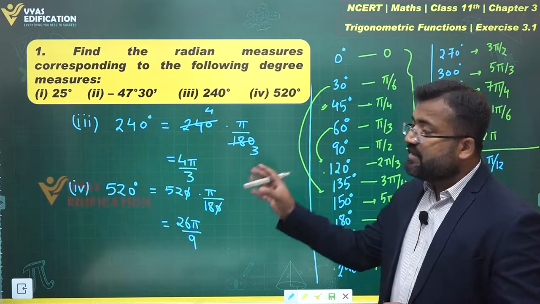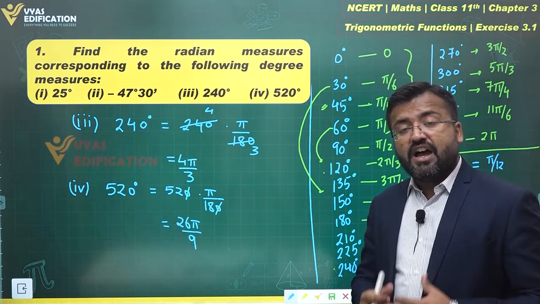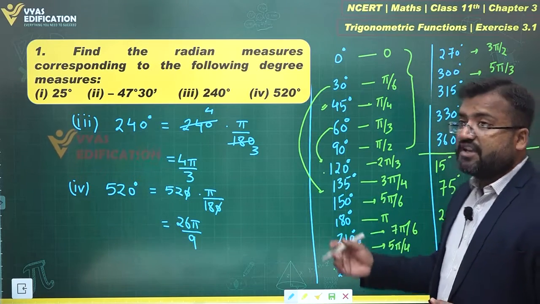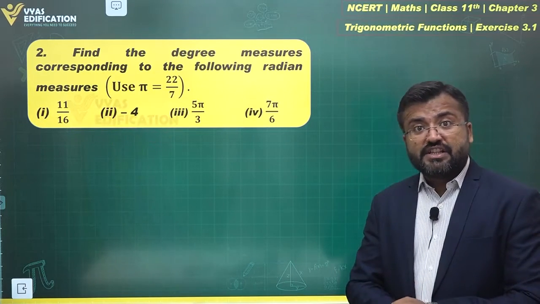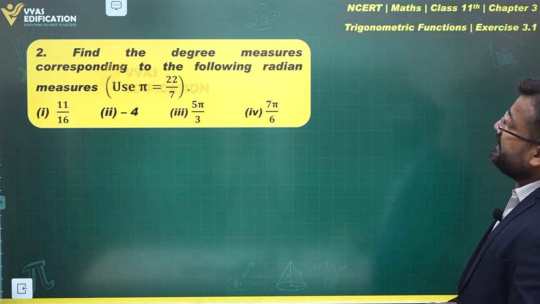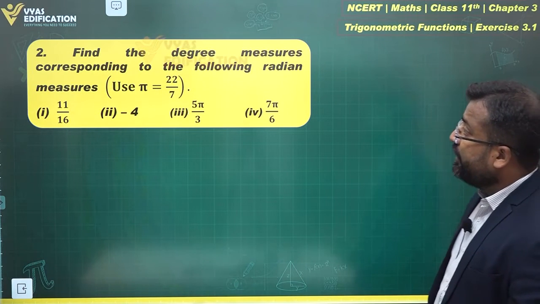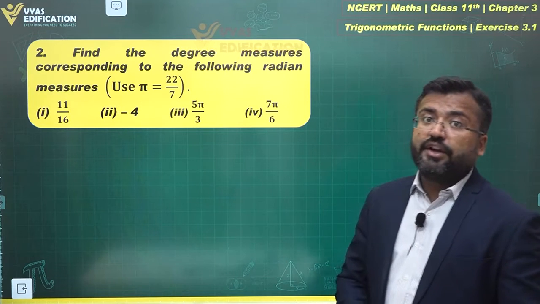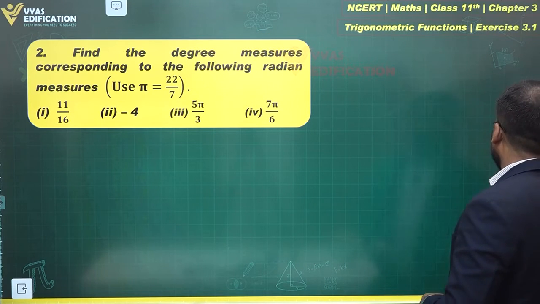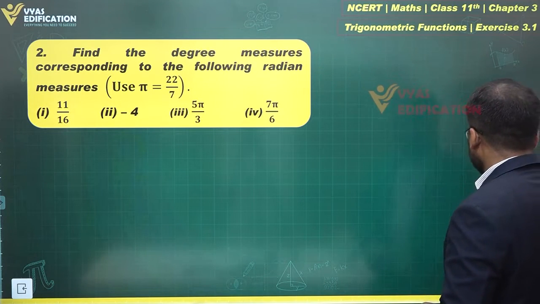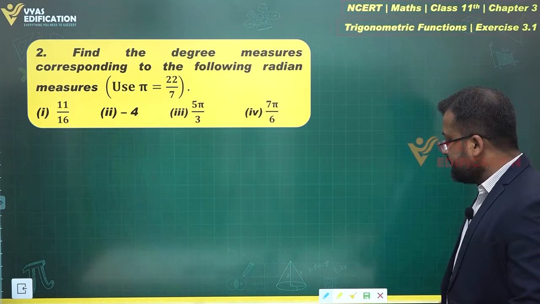Okay, you have converted some angles in degrees into radians. After this, we'll take a look at the next question. So what does the next question say? Let's take a look at this. Find the degree measures corresponding to the following radian measures. Use pi equals 22 by 7. Okay, let's do it. We'll use pi equals 22 by 7. This is an approximation, yes.